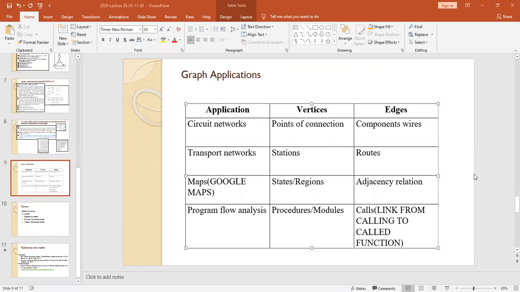Okay, so this will be up to today's class. In that we have covered graph implementation and applications. Next we shall see the next topic.